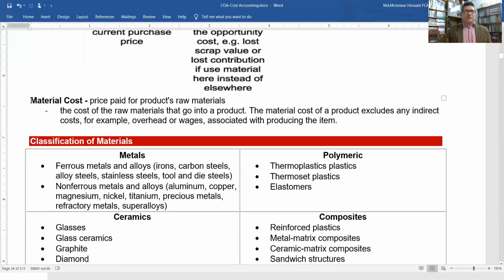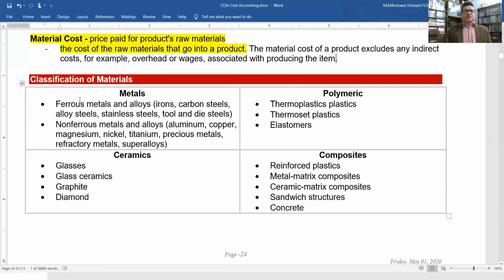So what is material cost? Material cost is paid for the product's raw materials. It is the cost of raw materials that go into the product directly. The material cost of a product excludes any indirect cost, for example, overhead or wages associated with producing it.